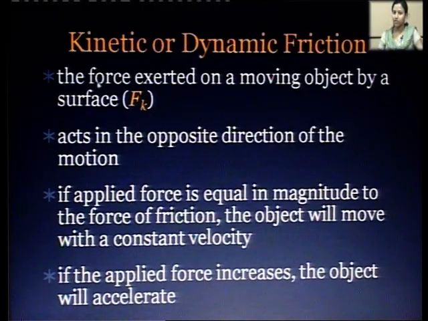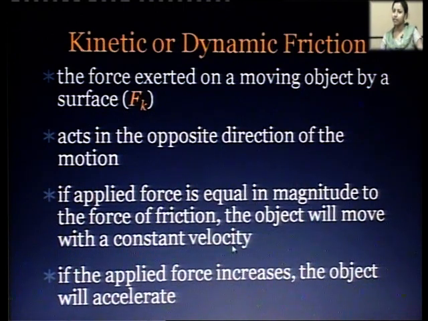So the kinetic friction is the force exerted on a moving object by a surface. It is denoted by Fk. It acts in the opposite direction of the motion. Friction is always in the opposite direction. If the applied force is equal in magnitude to the force of friction, the object will move with a constant velocity. But if the applied force increases, then the object will accelerate.